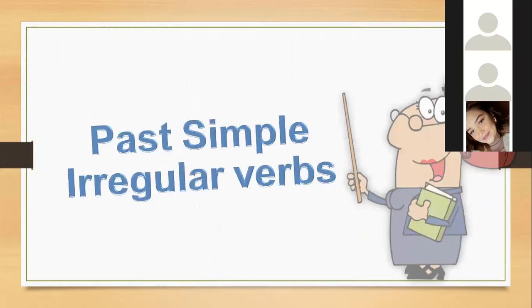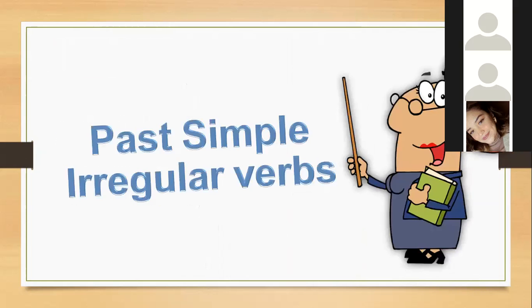Now, let's go with the simple past but irregular verbs. Okay, so this is, let's say, a little difficult, but it's not that difficult. As I told you yesterday, it's just a matter of practice. Because we can memorize the verbs, but if we don't use them in context, maybe we will forget them. So we need to practice a lot.